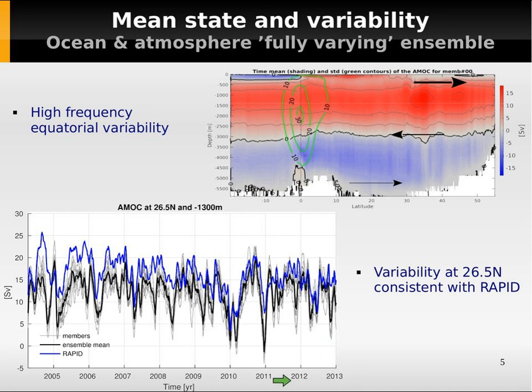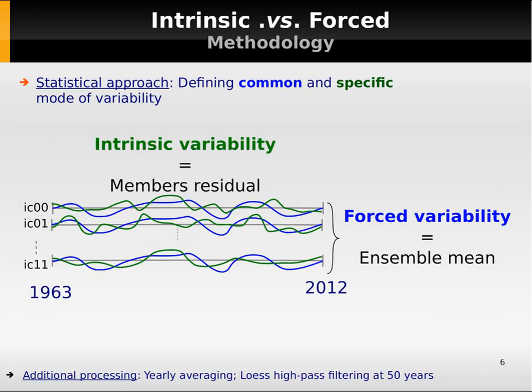So the interest is to identify the variability of the AMOC as being forced or intrinsic. The way we're going to do that is using a statistical approach based on an ensemble. We have 12 different realizations, which are forced with the same atmospheric and boundary forcing, but differ in the initial conditions. And so these 12 different members have common patterns and specific patterns.